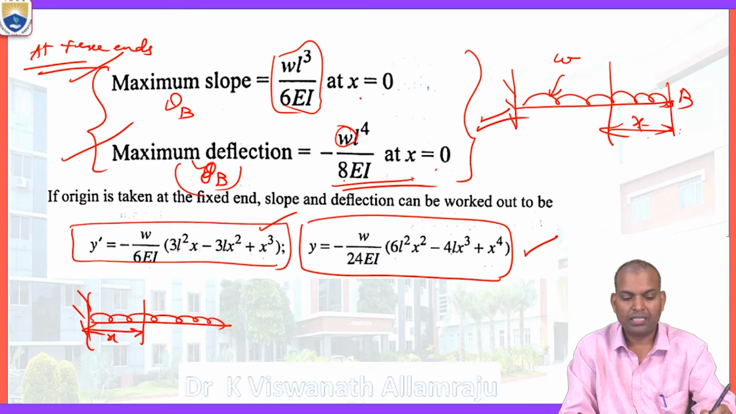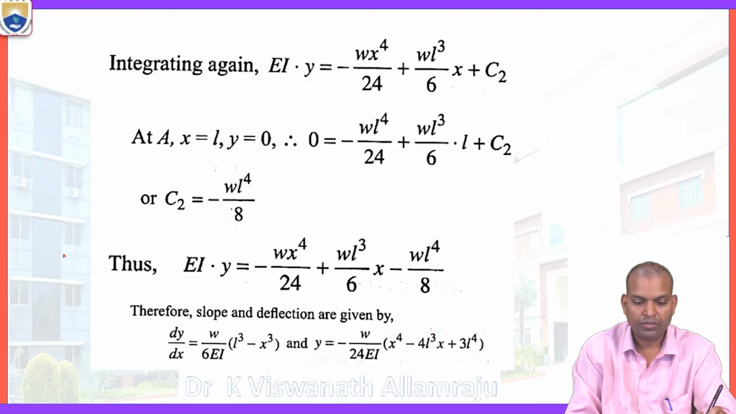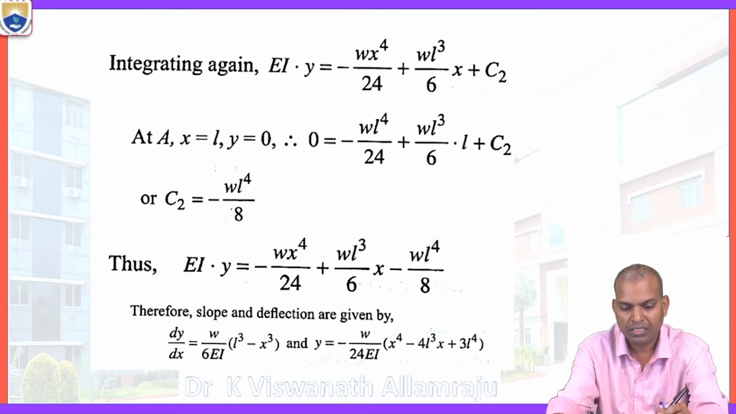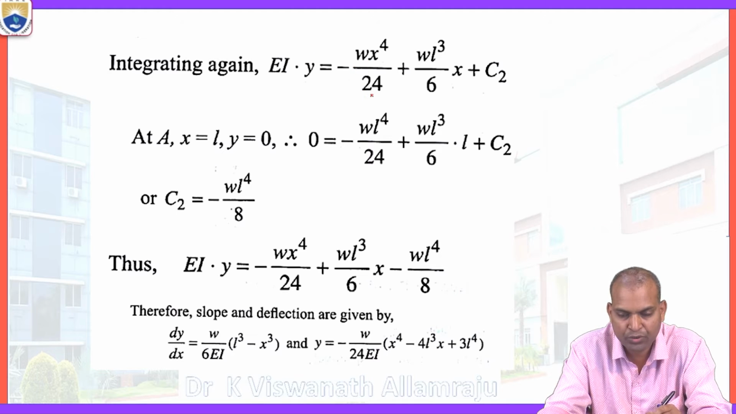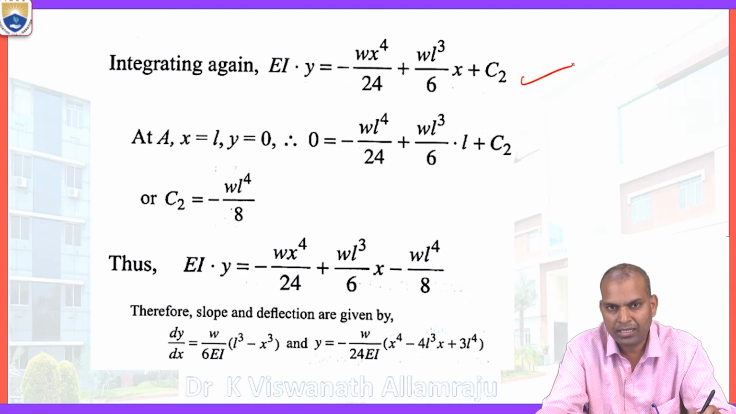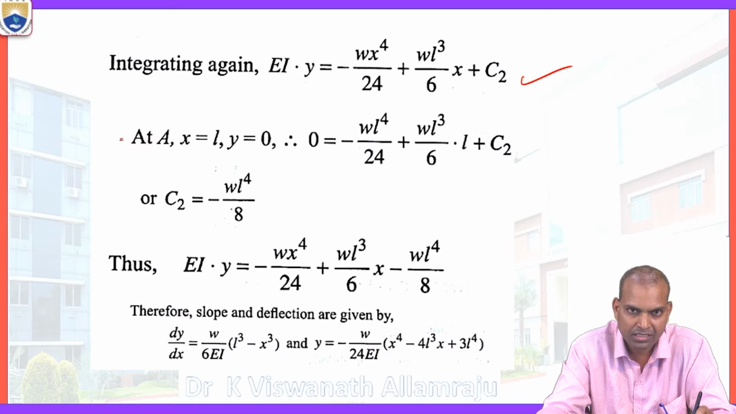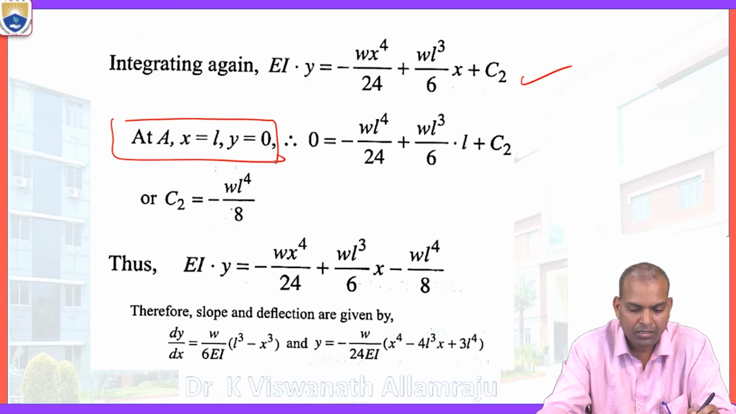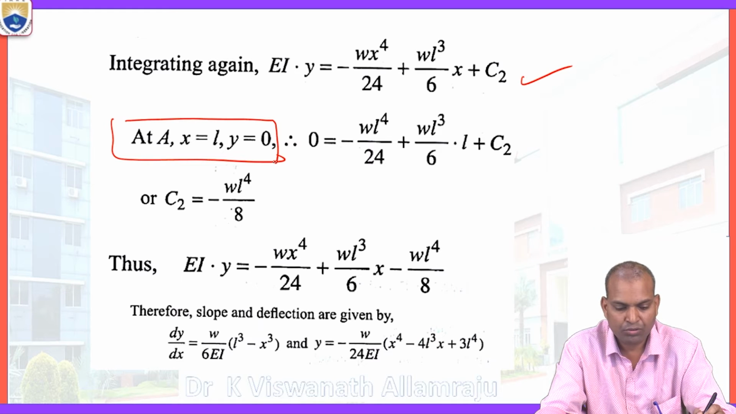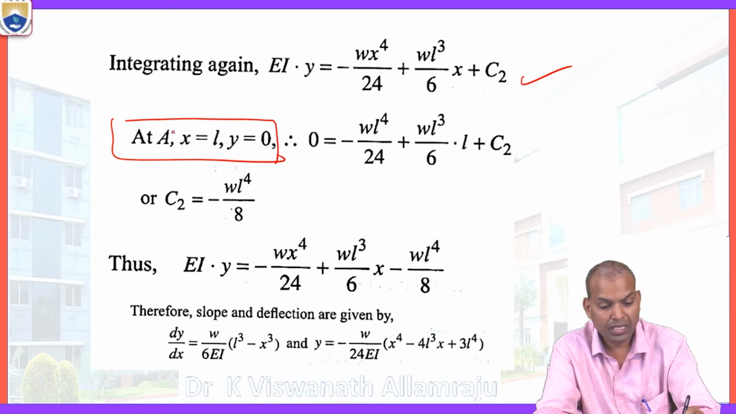Okay, these are the equations we got. Now, if we integrate the slope, we get the deflection: W x power 4 by 24 plus WL cube x by 6 plus C2. This C2 is the constant of integration that should be calculated using the boundary condition at A, that is, at point A, x equal to L, y equal to 0.